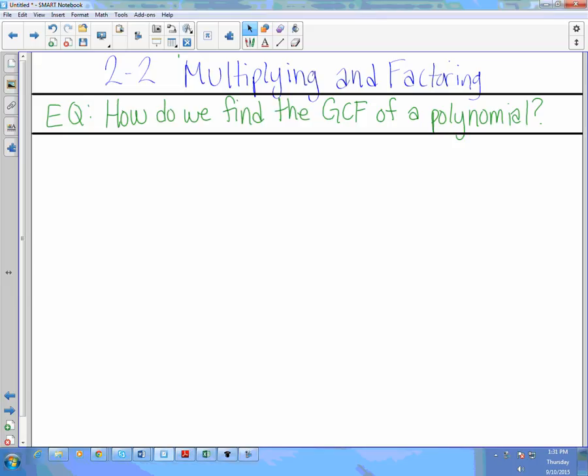Okay, the title is Calculator Box 2-2, Multiplying and Factoring. You pretty much know how to do these, so we're just going to run through with the polynomial, and you'll get it. And then the question, how do we find the GCF of a polynomial? What in the world is a GCF? Greatest common factor.